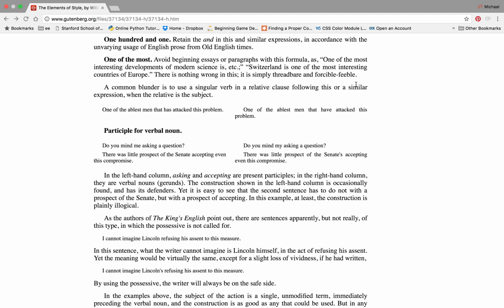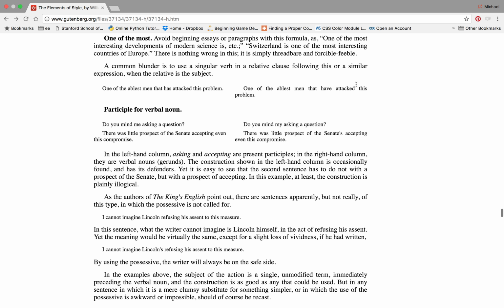One hundred and one. Retain the and in this and similar expressions in accordance with the unvarying use of English prose from Old English times. So instead of saying one hundred one, say one hundred and one. Also, it helps obviously when it's being written in terms of clarity, right? It's just better in terms of clarity.